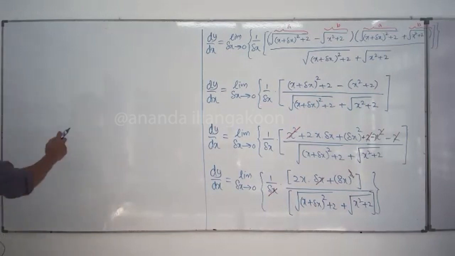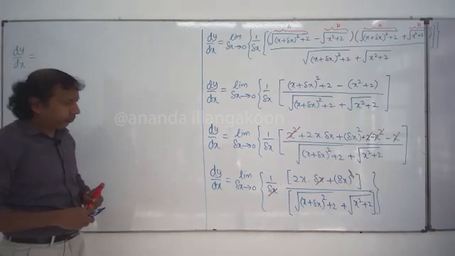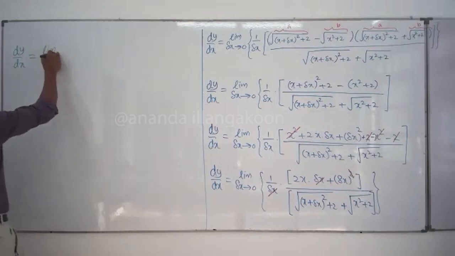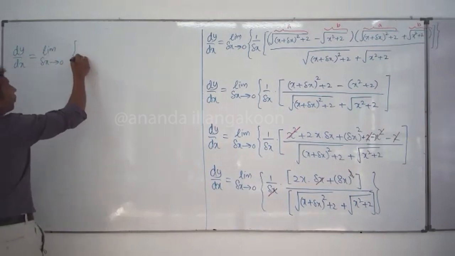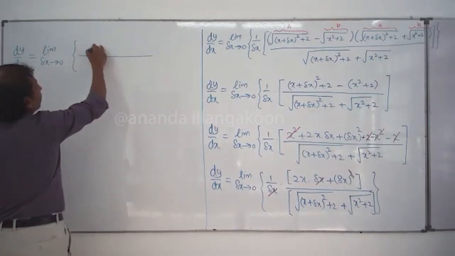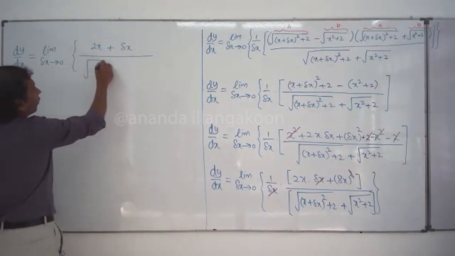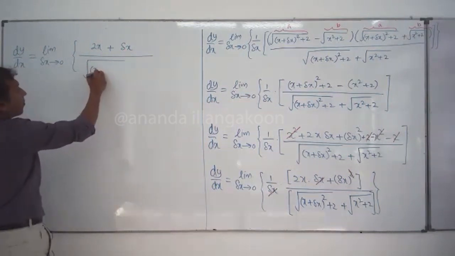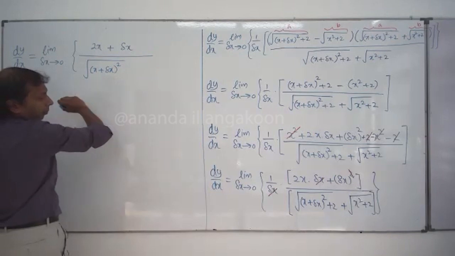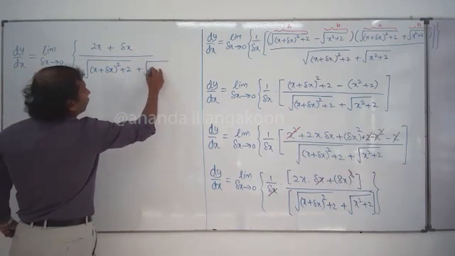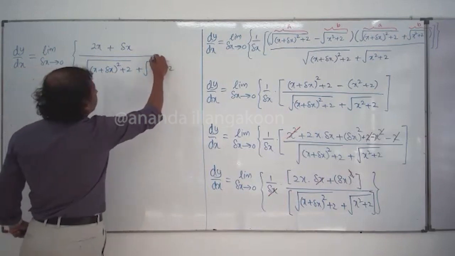Right. dy by dx. Now put delta x equal to 0. Now delta x is available, people, right? Shall I write that one again for clarity? Clearly you can then see. It is now 2x plus delta x divided by root of (x plus delta x) perfect squared plus 2, plus root of x squared plus 2, people. This is what we have, right?